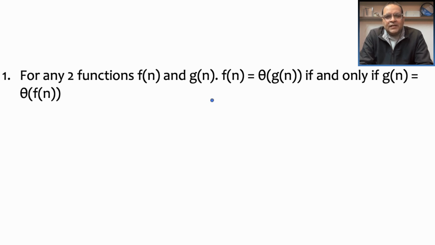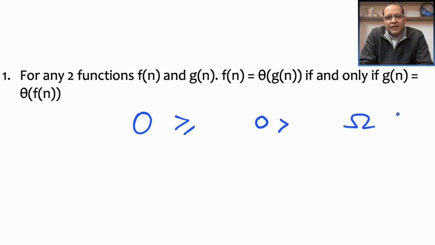Equal to relation is symmetric and theta is essentially equal to. So if we have to put an inequality against all of them, then big O is less than or equal to, small o is strictly less than, big omega is greater than or equal to, small omega is strictly greater than, and theta is equal to. And you know that equal to relation is symmetric, so that's why this statement is correct.